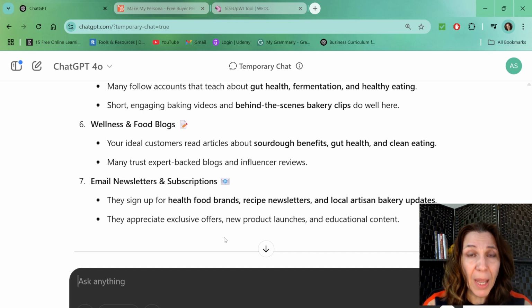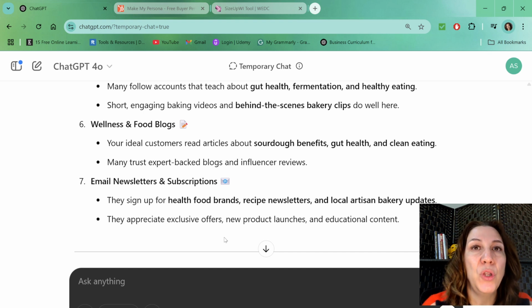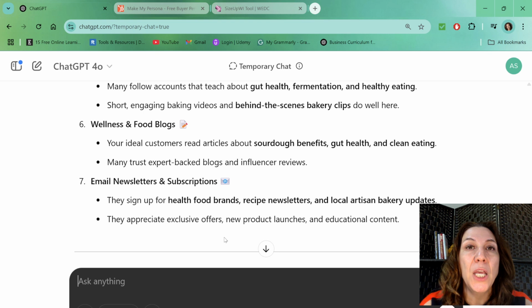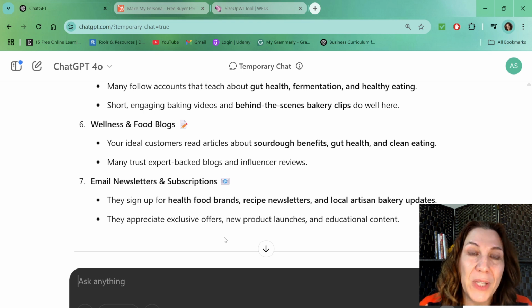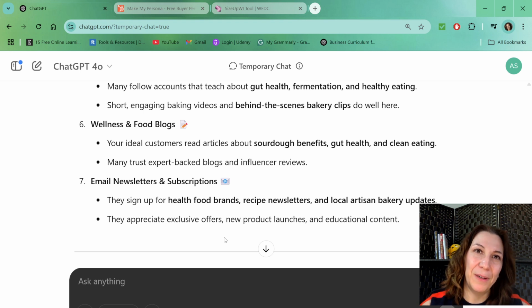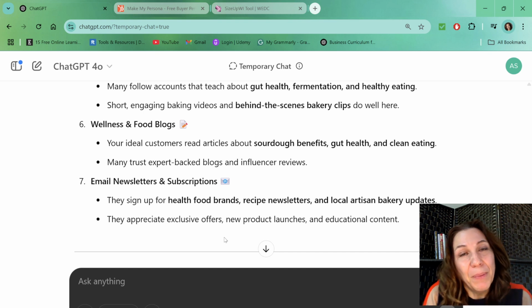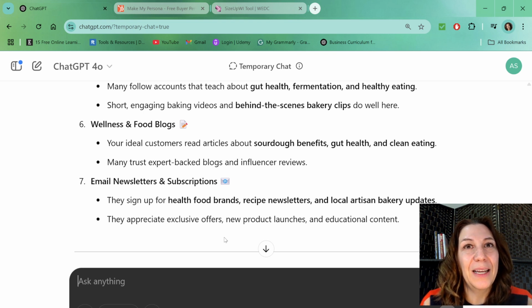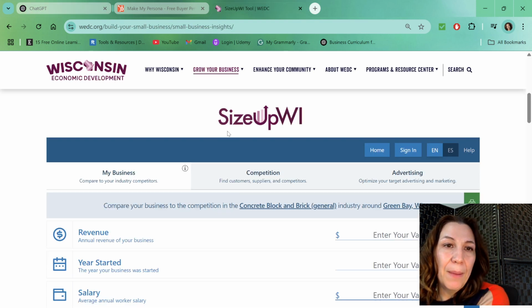Now, I'm going to change my screen because I want to share with you a free tool you can utilize, especially people in Wisconsin, because that tool is in Wisconsin, but it can scale up in the nation also. But it is right now strictly for the Wisconsin side. But maybe you can find something that you can use. So the tool is called SizeUp Wisconsin.